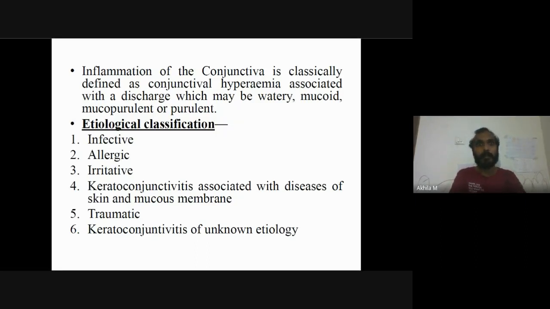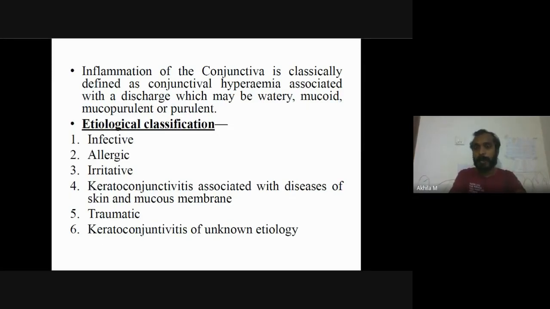Conjunctiva is inflamed, and it is classically defined as conjunctival hyperemia, that is associated with a discharge, whatever it may be. So there will be some inflammation of the conjunctiva. Hyperemia will be there, and along with that it is associated with some type of discharge.